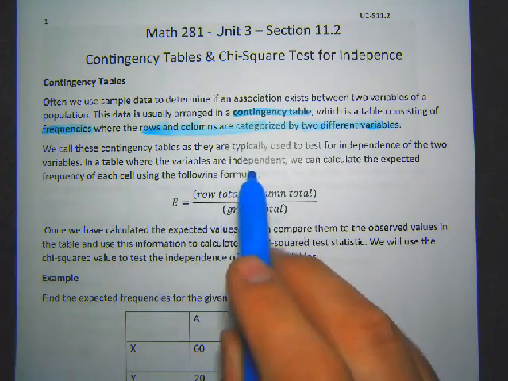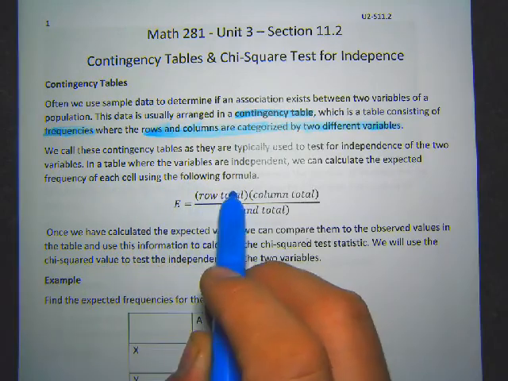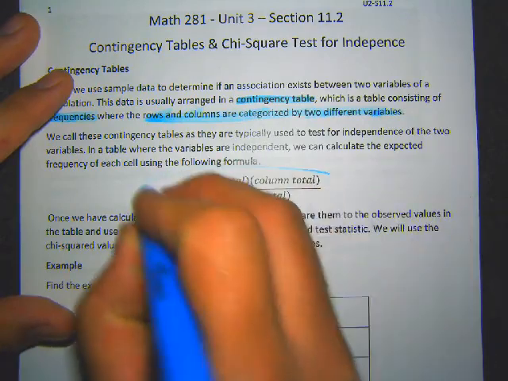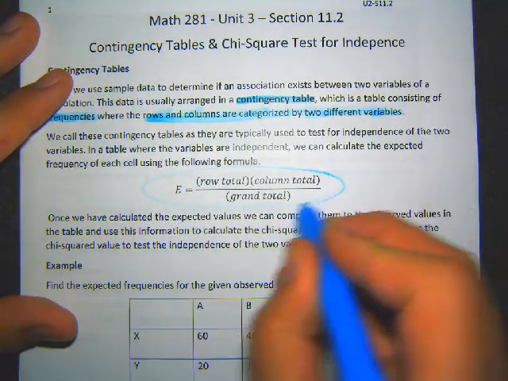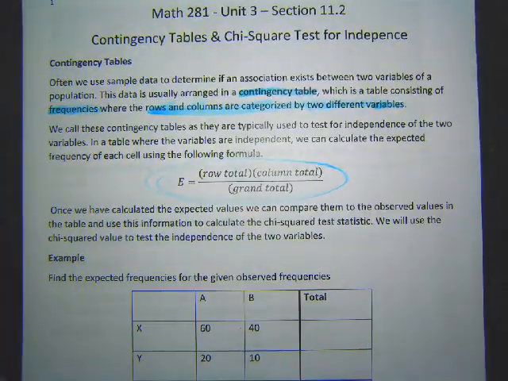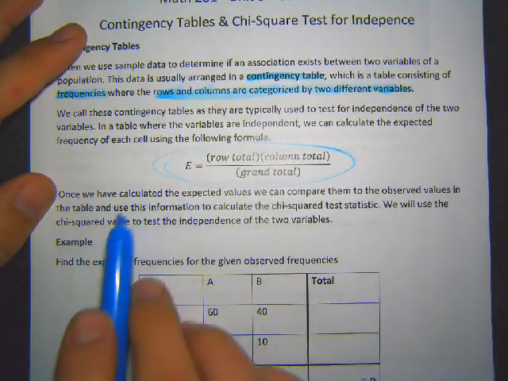In a table where the variables are independent, we can calculate the expected frequency of each cell using the following formula. Since we'll see again that our null hypothesis will be that things are independent, that there's no connection, we'll use this to create our expected values and to test if things are independent. You always start with the assumption that the null is true, so we just assume they're independent and then compare the expected results if they are independent with what we actually observed.